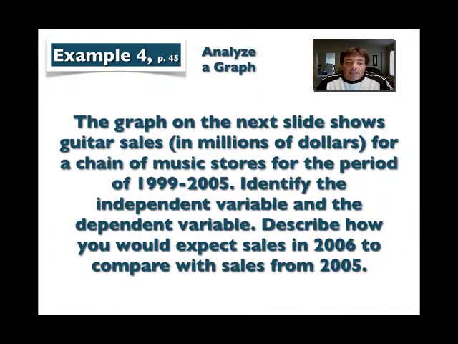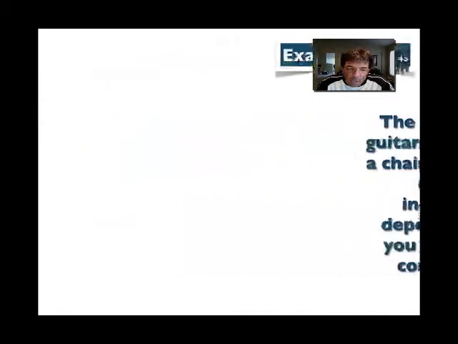All right, now we're going to end the lesson, obviously always with a word problem. So let's take a look at this one. So we got a graph. They want us to find the independent variable and the dependent variable. Then we have to know, what do we think the sales are going to be like in the year 2006? Now, we haven't seen the graph yet, so let's go to the next page and take a look at it.